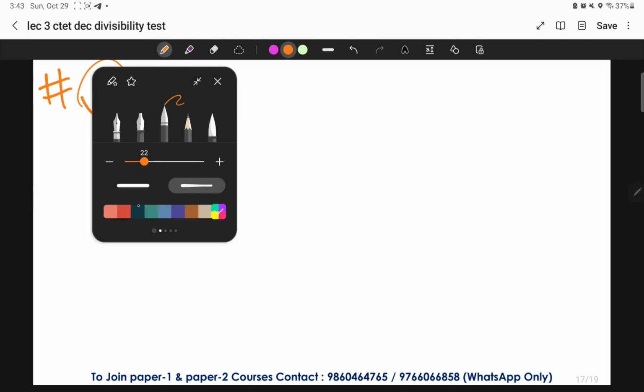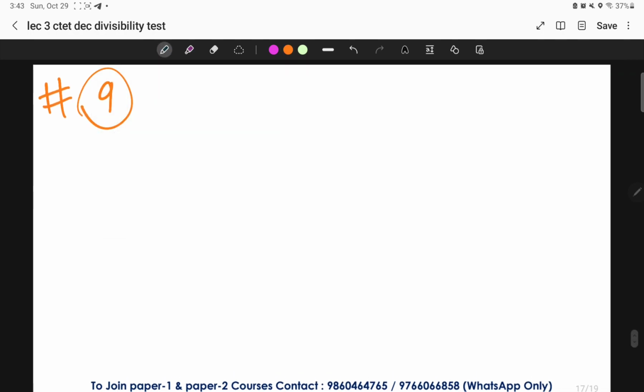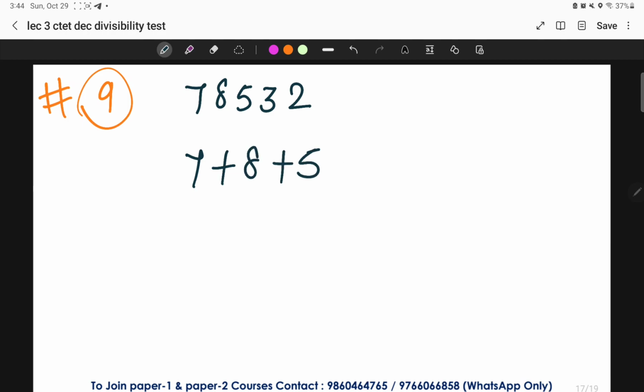For 9, the divisibility rule is again similar to that of 3. That is, we have to take the summation of the digits of the number and divide it by 9. For example, if I take the number 78532, you have to take the summation: 7 plus 8 plus 5 plus 3 plus 2. What is the summation of this? The total is equal to 25. Divide this 25 by 9.